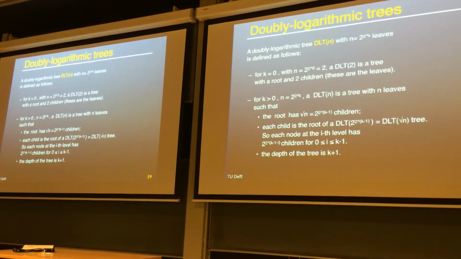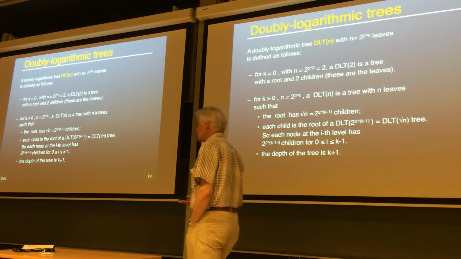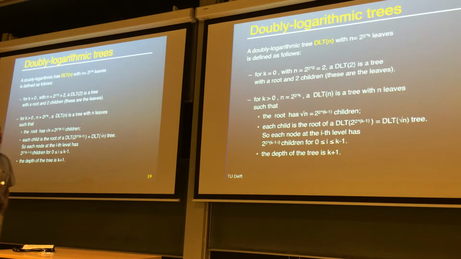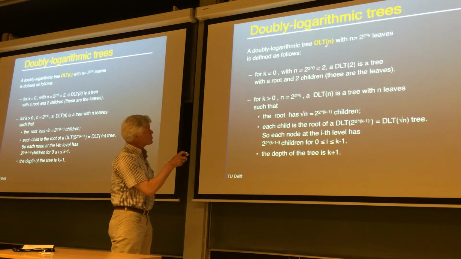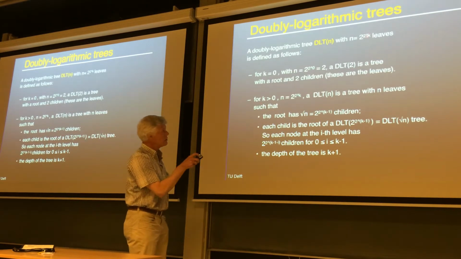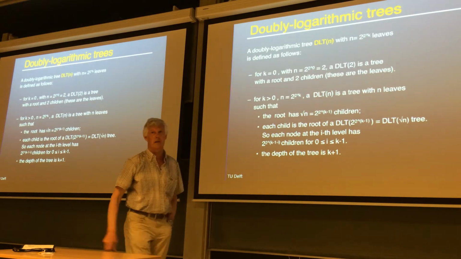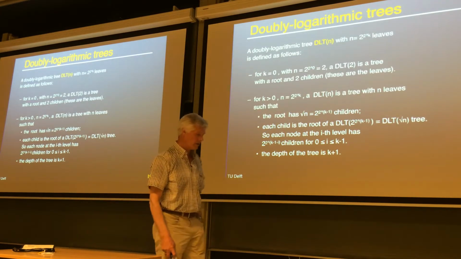So the algorithm we would like to discuss uses a special data structure, and that's a doubly logarithmic tree. This is a very easy generalization of binary trees. In binary trees, you have for every node at most 2 children. Here the number of children is much larger. So suppose that you have in total n equals 2 to the power k leaves, and you have a tree built for that number of leaves. Then how is this tree defined in an inductive way?